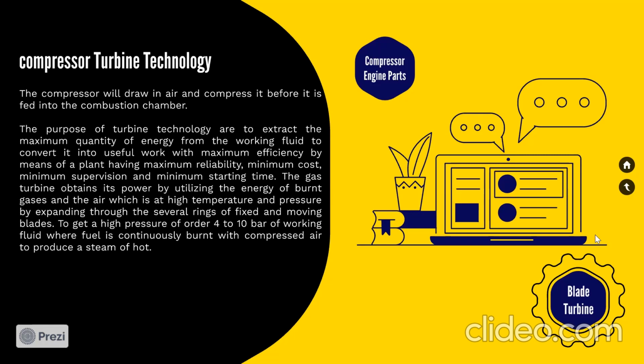The gas turbine obtains its power by utilizing the energy of burned gases and air, which is at high temperature and pressure, expanding through several rows of fixed and moving blades to get a high pressure of the order of 4 to 10 bar of working fluid, where the fuel is continuously burned with the compressed air to produce a stream of hot gas.